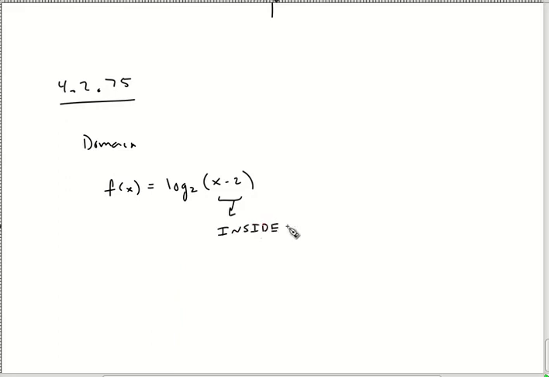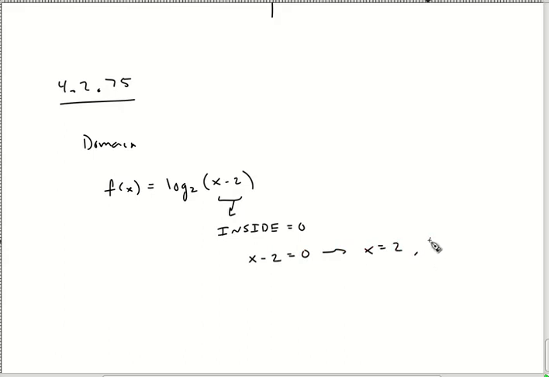Okay. So 4275, it says, find the domain of this logarithmic function, f of x is equal to log base 2 of x minus 2. And to find the domain of all this stuff, we're going to take the inside and set it equal to 0. This is super easy to do. Solve for x, blah, blah, blah, x equals 2.